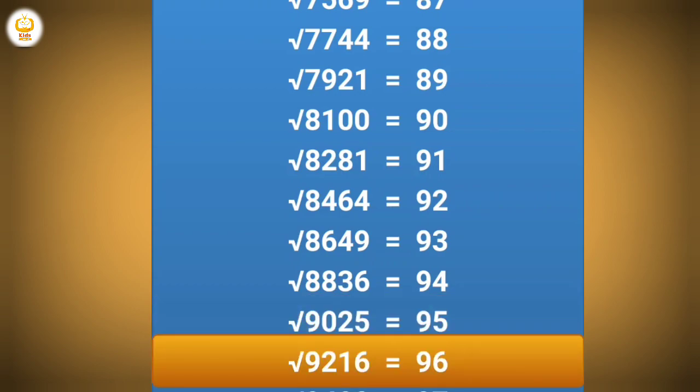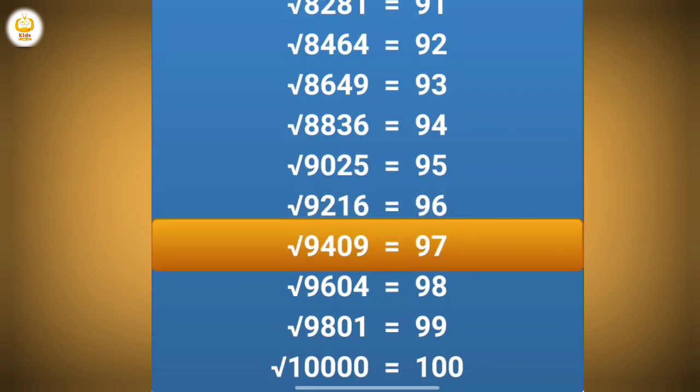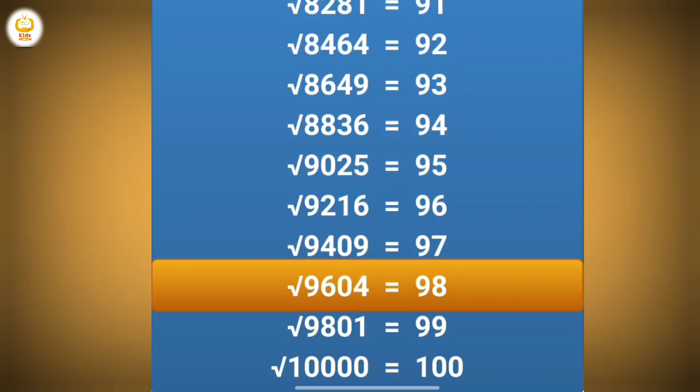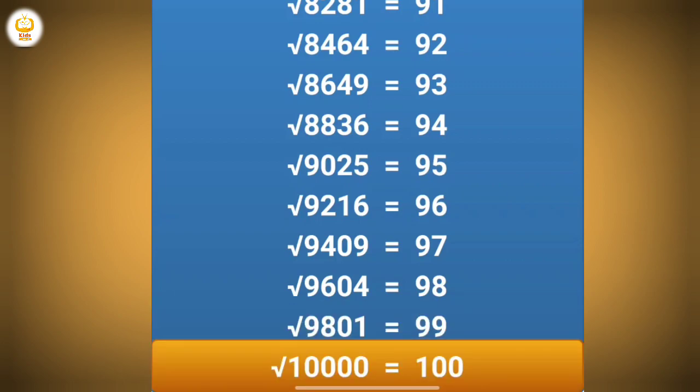Square root of 9216 za 96. Square root of 9409 za 97. Square root of 9604 za 98. Square root of 9801 za 99. Square root of 10,000 za 100.